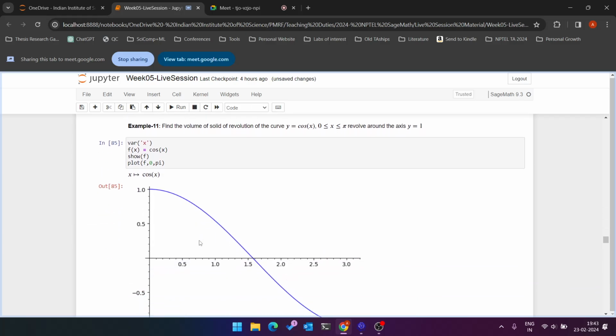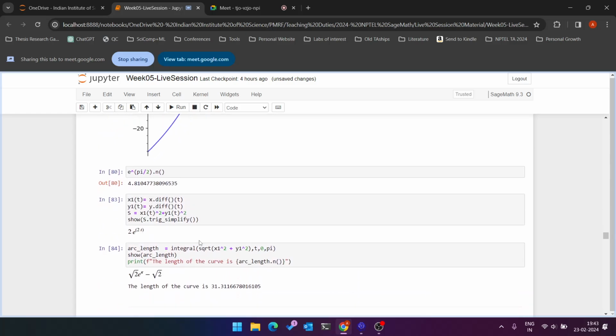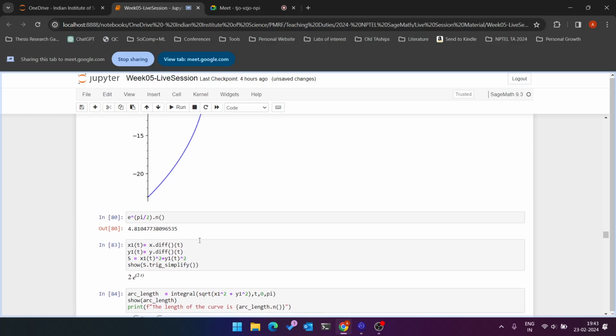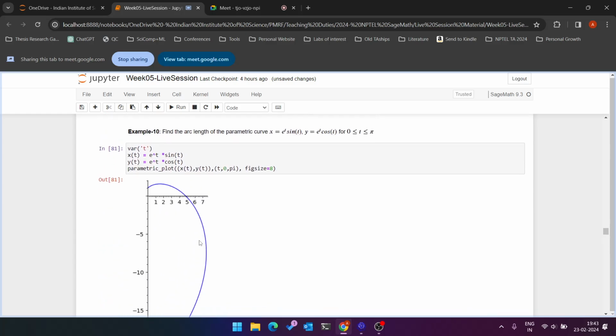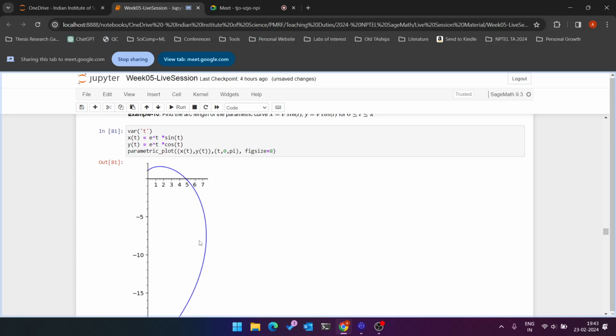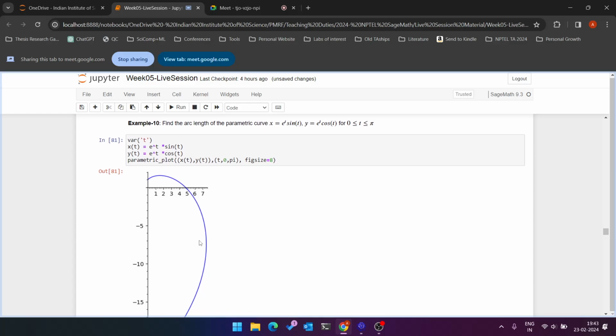So this is how. Sir, please once show the previous code. Yes, this one. Parametric plot. Okay. Any doubts here? Or have I made a mistake?